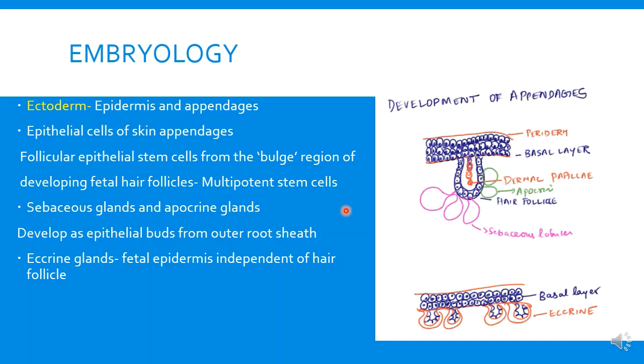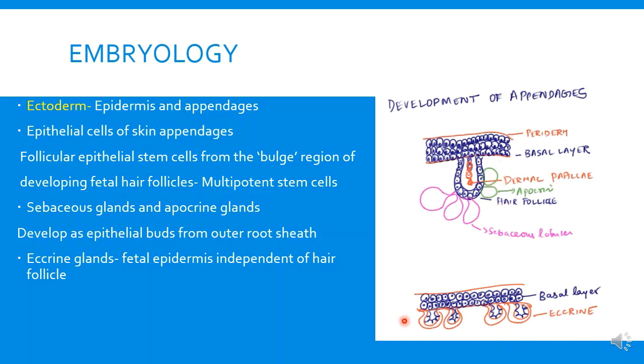So these multipotent stem cells are housed in this bulge region that has a dermal papillary mesenchyme, and the ectoderm, the germ cells from the basal layer, invaginate and enclose the dermal papillae. These follicular epithelial stem cells form the outer root sheath of the hair follicle, and epithelial buds that invaginate from the outer root sheath of the hair follicle give rise to sebaceous lobules and apocrine glands.